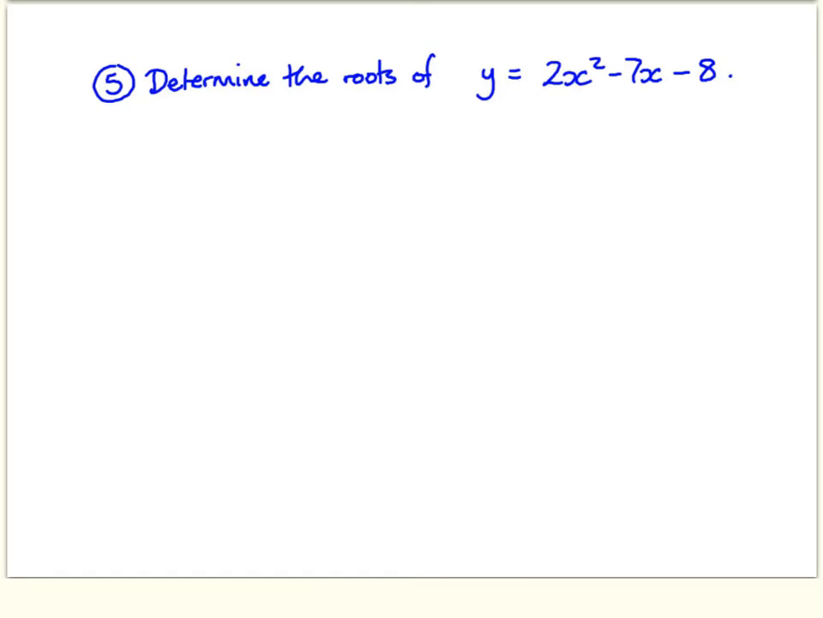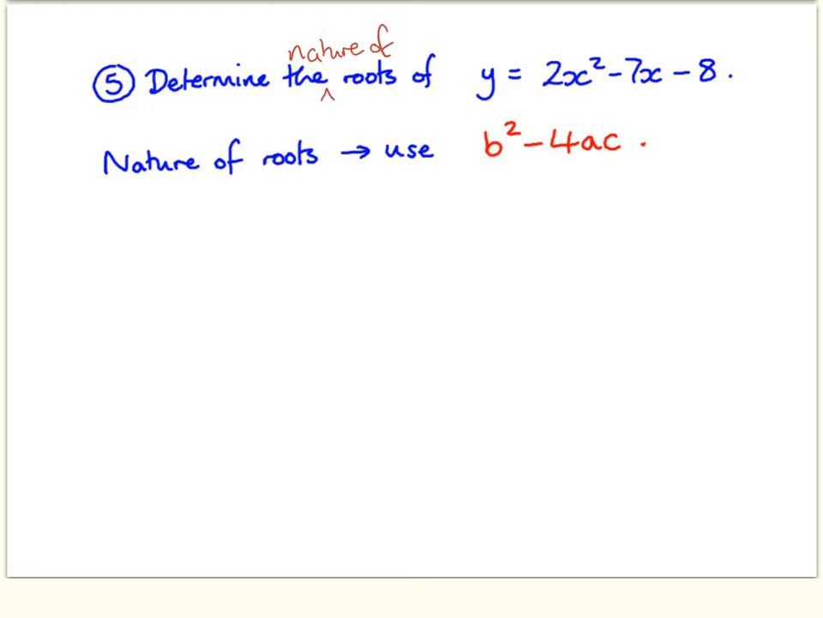Right, the roots of this. Now, the nature of the roots, if it says determine the roots, the nature of the roots, so that should technically say, sorry. First deliberate mistake. Right, nature of the roots. So, you use b squared minus 4ac, that is key.